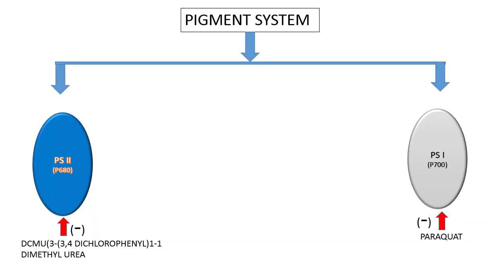Another aspect of the light dependent phase is the pigment system. In the light harvesting complex, there are two types of pigment system present. One is PS2 that is activated at 680 nanometer wavelength of light, and another is PS1 that is activated at 700 nanometer wavelength of light. For your additional information, PS2 is blocked by a chemical called DCMU, 3-(3,4-dichlorophenyl)-1,1-dimethyl urea, and PS1 is also blocked by another chemical called paraquat.